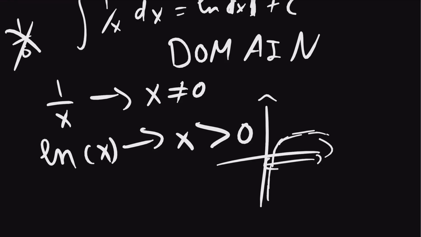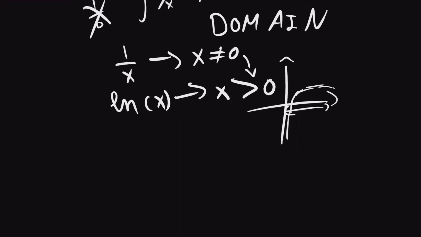The domains of 1 over x and the natural log of x are not the same. Obviously, x is not 0 is not the same as x is greater than 0. And so, for example, 1 over x can be defined for values that are negative. The natural log of x cannot be defined for values that are negative. And so that's where the problem lies. So in order to fix this, that's where we add the absolute value.